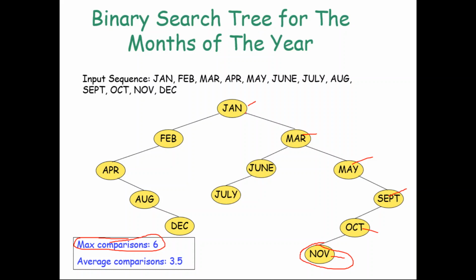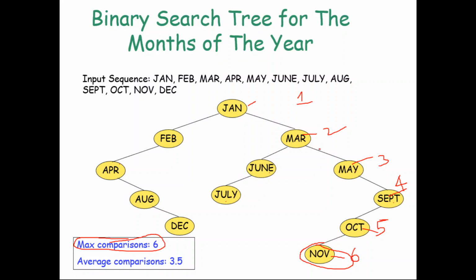Why is it 3.5? If you want to find Jan, you can do that with just one comparison. If you want to find Feb or March, it takes 2 comparisons. If you want to identify April, June or May, you have to do 3 comparisons, because they are in the third level. If you want to identify August, July or September, it will take 4 comparisons. For October, it will take 5 comparisons. For November, it will take 6 comparisons.